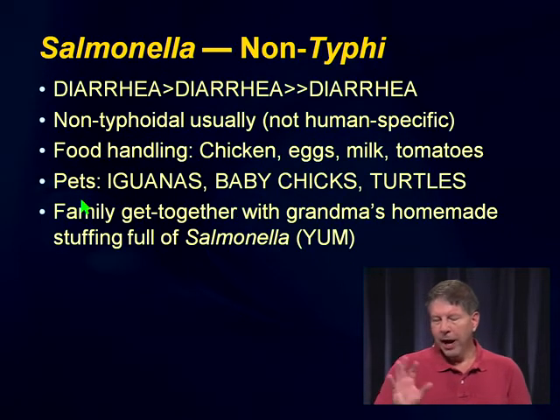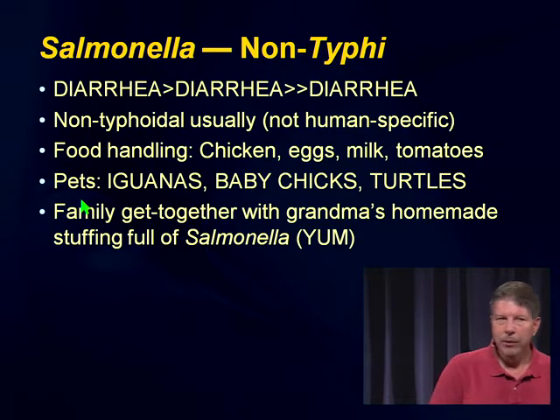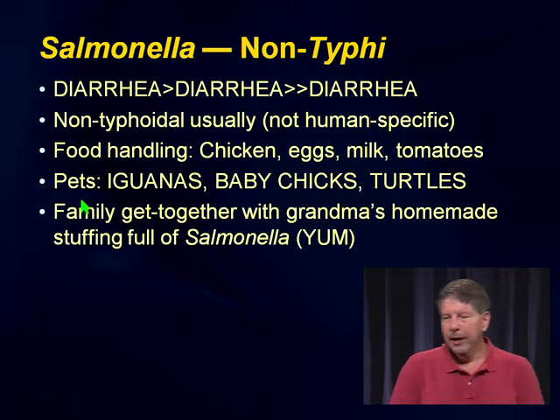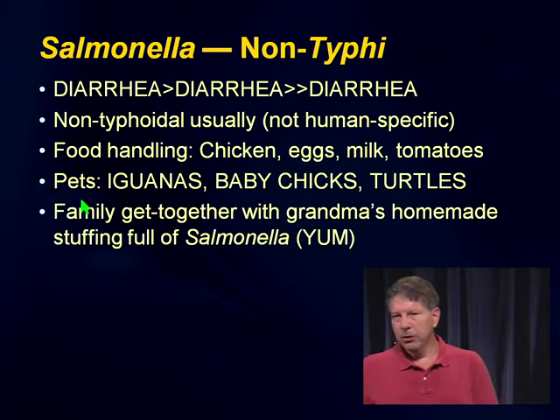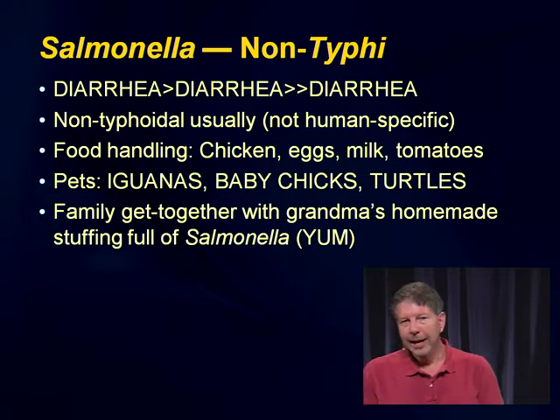The one you have to think about, though, on the test is this diarrhea. So someone comes in with diarrhea, and you're going through the history, and they say they've got turtles, or they have pet iguana, or they have baby chicks. Just go for it. That's what they're trying to get you to do, okay? So family get-together with grandma's homemade stuffing. That's another one where, again, eggs have Salmonella commonly if they're not cooked.